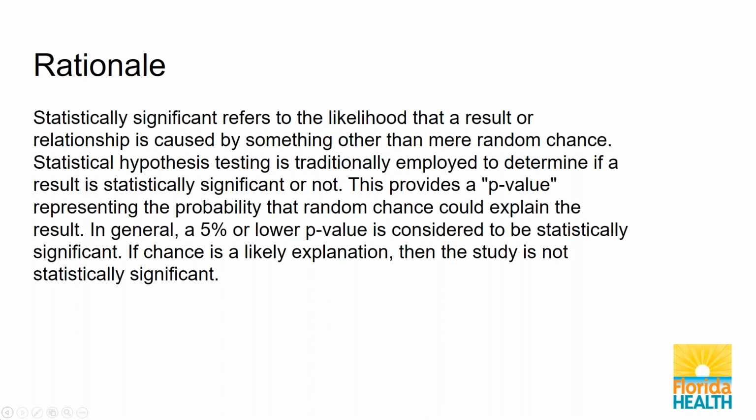Now let's read through the rationale. Statistically significant refers to the likelihood that a result or relationship is caused by something other than mere random chance. Statistical hypothesis testing is traditionally employed to determine if a result is statistically significant or not. This provides a p-value, representing the probability that random chance could explain the result. In general, a 5% or lower p-value is considered to be statistically significant. If chance is a likely explanation, then the study is not statistically significant.